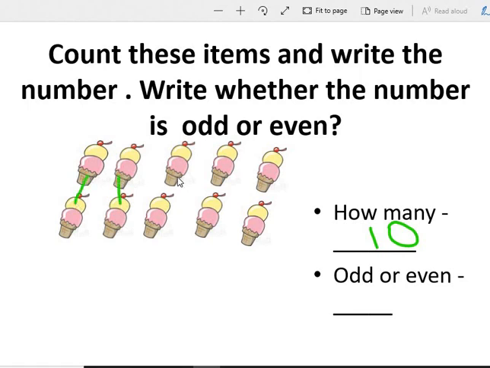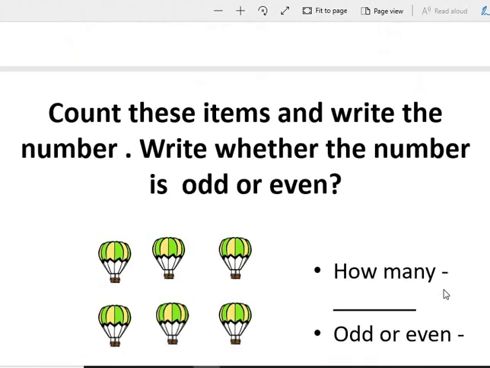This is the way you need to make the pair of 2. Now all these ice creams, they make a perfect pair of 2. So number 10 is an even number. Now let's go to the next pictures.